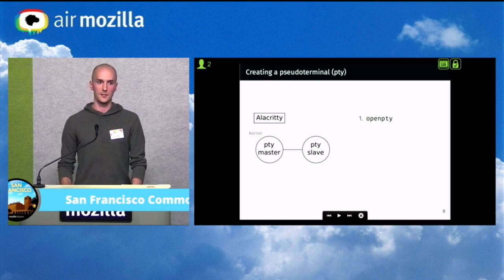And what this does is creates this pseudo-terminal pair. It's really a couple of data structures in the kernel. They're super special-cased, but we can just think of it as a bidirectional pipe.